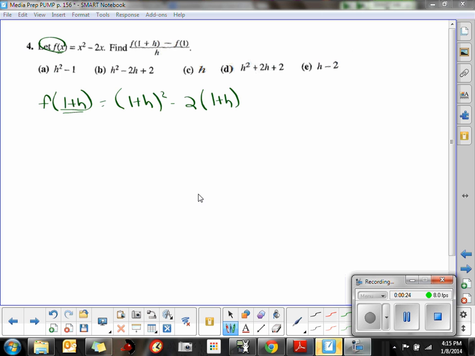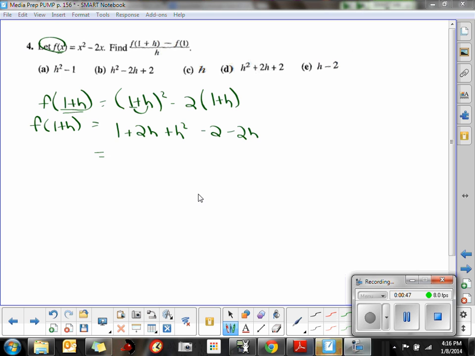So I'm going to evaluate this. This 1 plus h squared, we square a binomial, you get a trinomial. So square the 1 is 1. Multiply those two together, so plus 1h doubled is 2h, then square the last, which is going to be plus h squared. Then I got to distribute the negative 2, so negative 2 minus 2h. So this is what f at 1 plus h is equivalent to. So that's at least a part of mine.